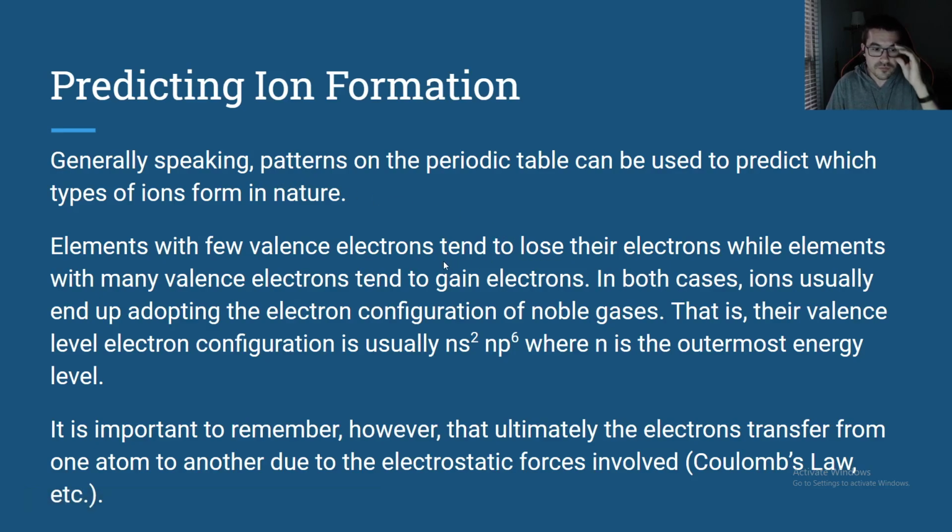In both of these cases, with elements that lose electrons and elements that gain them, the resulting ions usually end up adopting the electron configuration of noble gases, okay? Meaning that in their valence level, they end up having 8 electrons. And their electron configuration looks like this, right? ns2, np6, where n is the outermost energy level, or that valence level. So 2s2, 2p6, or 3s2, 3p6, that sort of thing.